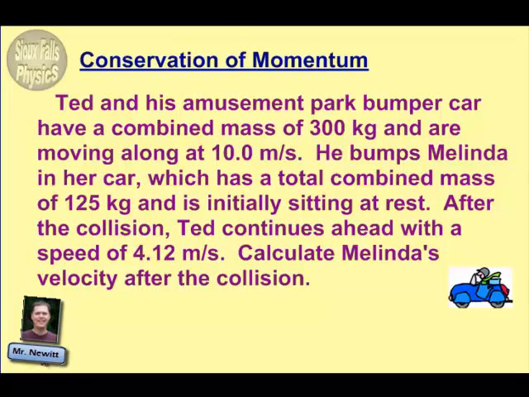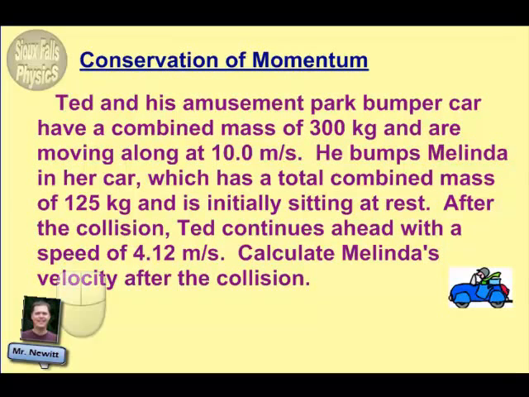He's going at 10 meters per second. He's going to bump into poor Melinda, who's just sitting there innocently, not moving at all. Melinda only has a mass of 125 kilograms. And after the collision, we know that Ted continues moving on with a velocity or speed of 4.12 meters per second. We are going to try to figure out what happens to little old Melinda here after this collision.